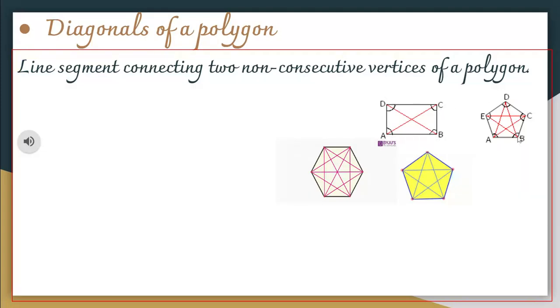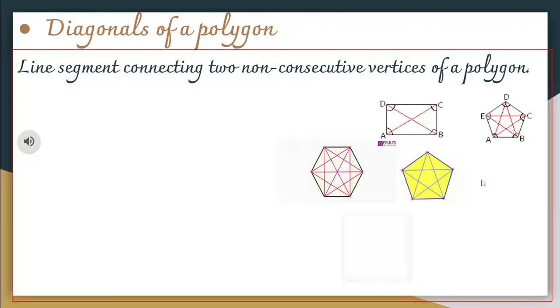Now if we draw a line segment such that it connects two non-consecutive vertices of the polygon, what would be non-consecutive vertices? The vertices that are not lying on the same line segment or same side. Clear? So, if you draw a line connecting two non-consecutive vertices, that line is called a diagonal, right? So, basically, any line drawn between any two non-consecutive vertices is called a diagonal of a polygon. All these are examples of diagonals.